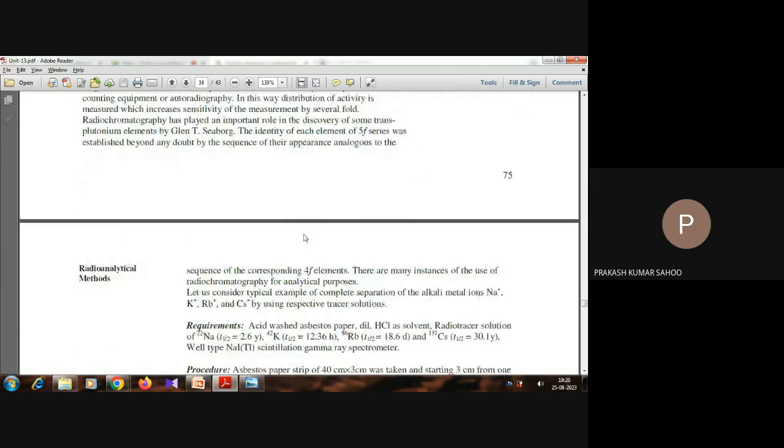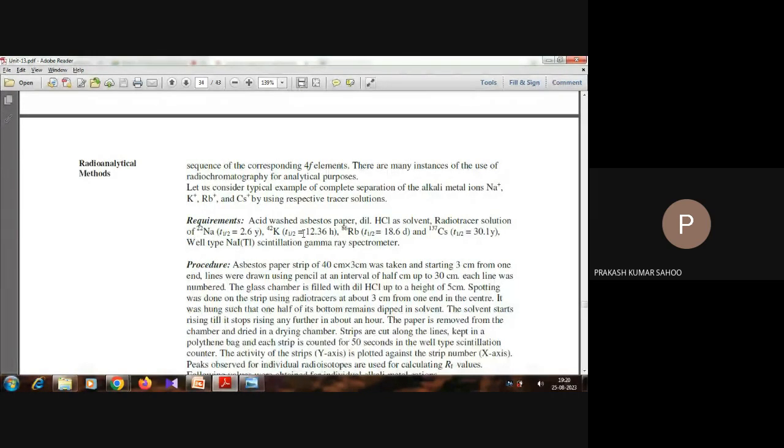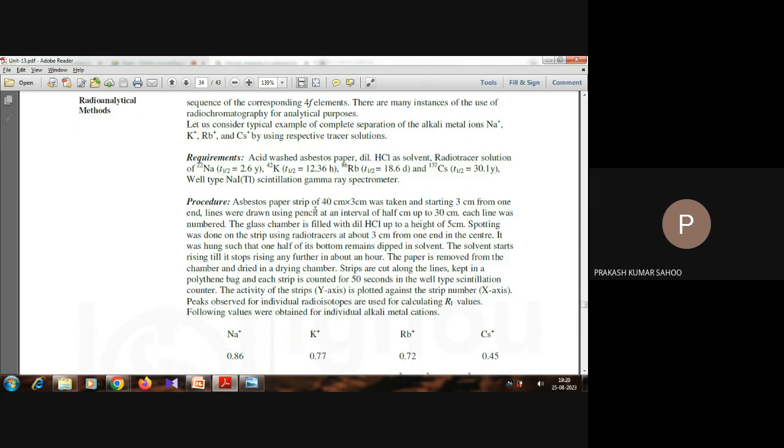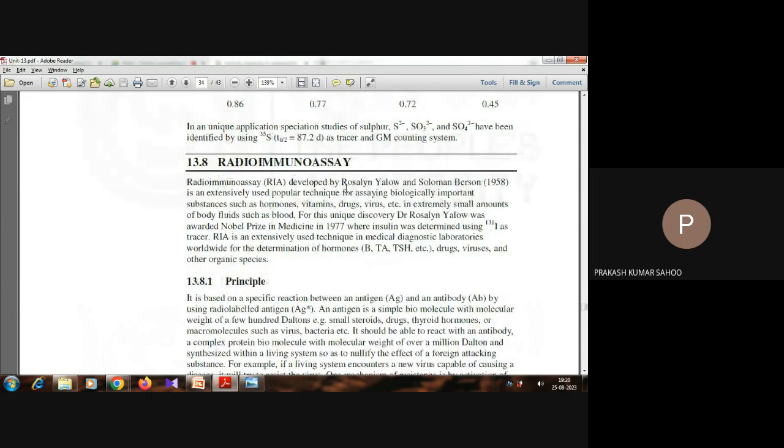Then radiochromatography, this is a separation technique again through radio tracers. One example is here: acid washed asbestos paper, diluted HCl as solvent, radio tracer solution of sodium-22 with T half of 2.6 year and potassium-42 T half of 12.36 hour, then rubidium-86 T half of 18.6 day, cesium having 30.1 year. This can be done through scintillation gamma ray spectrophotometer. Just go through these things.